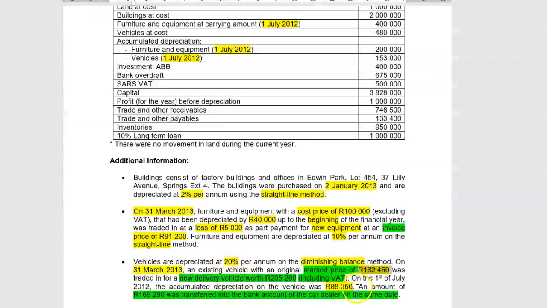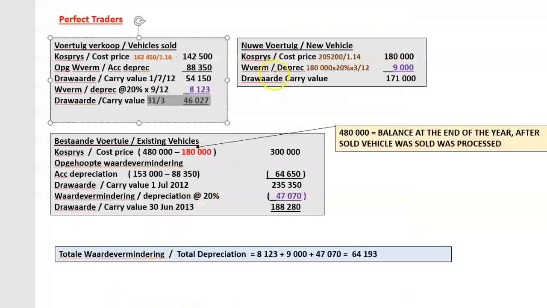The new vehicle was acquired at the same date, obviously, because it was a trade-in transaction, and it was worth, inclusive of VAT, 205,200 Rand. So to record the new vehicle, 205,200 divided by 1.14 equals 180,000 Rand. On the diminishing balance, 20% of the 180,000 multiplied by a 3-month period gives you 9,000 Rand. So that was the depreciation on the new vehicle. The question did not ask me to work out profits or losses on the disposal of vehicles because they didn't ask me for the income statement.